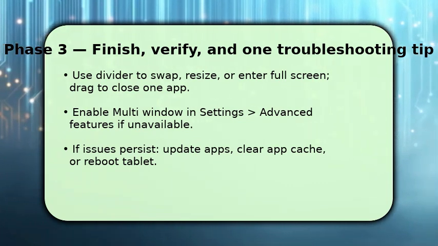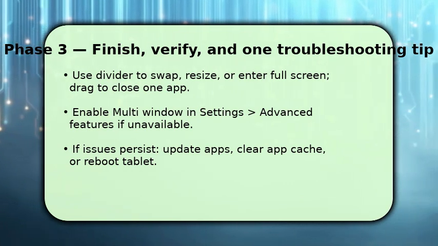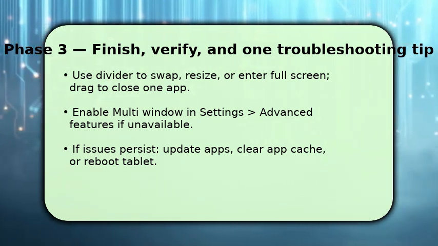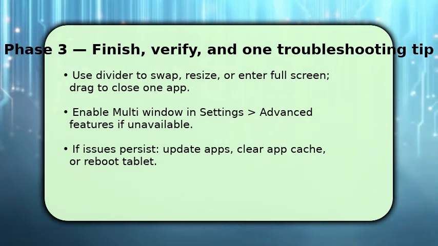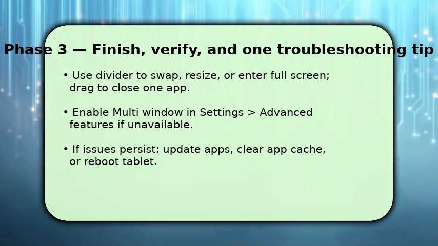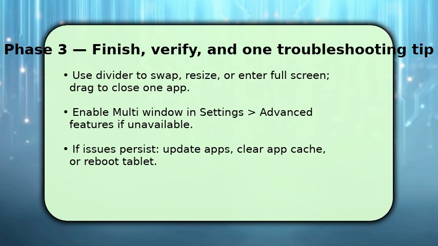If split screen options aren't visible, make sure multi-window is enabled under Settings, Advanced Features. Older models may label it differently. If problems persist, update the apps and system software, clear the app cache for misbehaving apps, or reboot the tablet. These steps refresh permissions and memory.